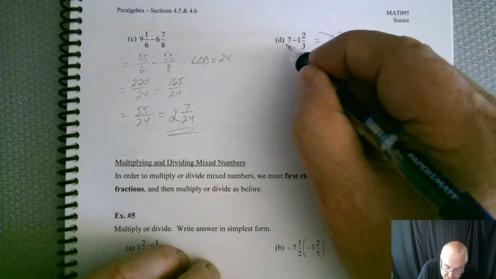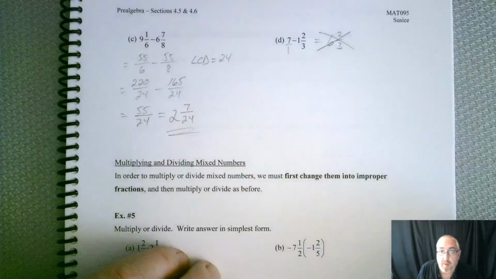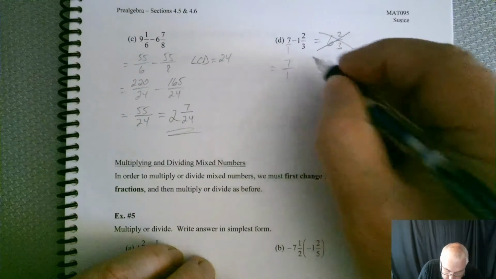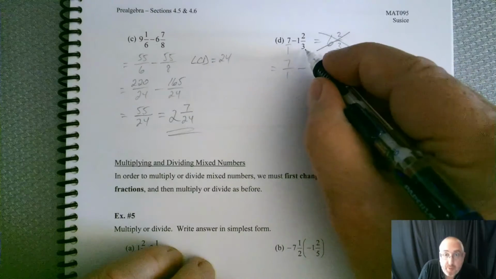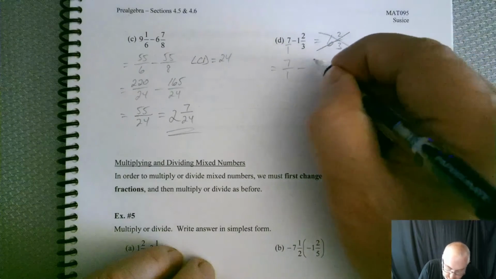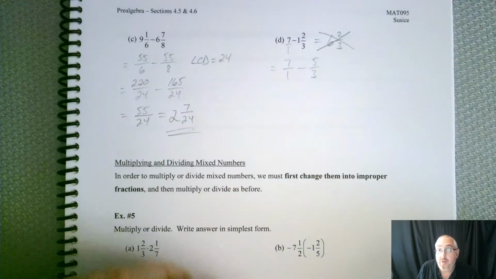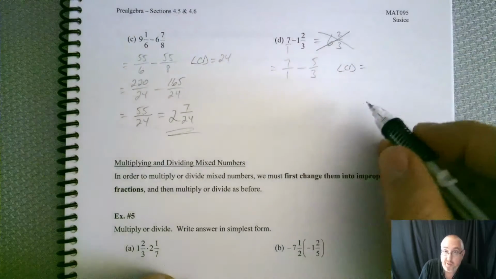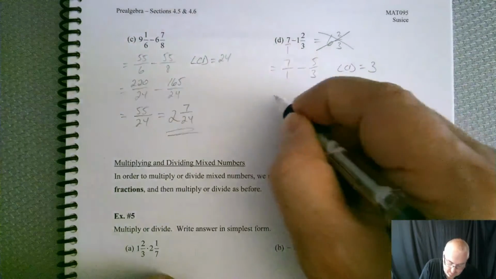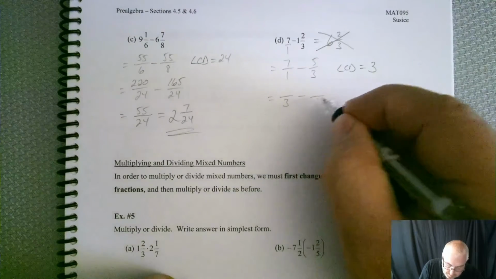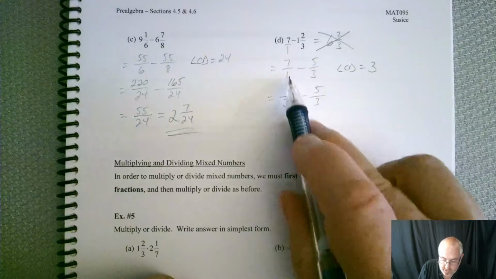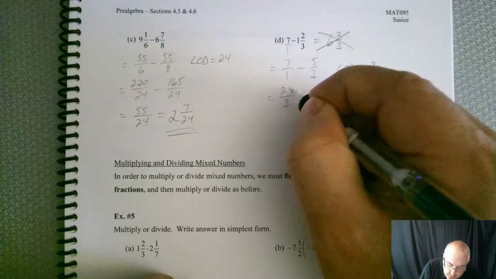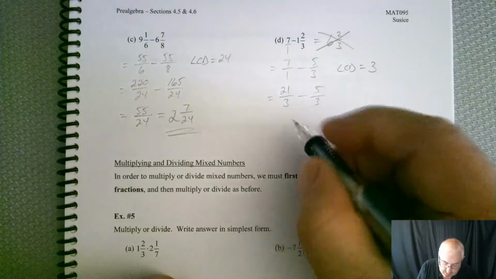So remember, improper fractions, if we have just a whole number, we can just put it over 1. That's improper. So that side's done. The second one, well, 1 times 3 is 3, plus 2 is 5. So we need to get an LCD now. So what's our LCD between 1 and 3? Well, it's got to be 3. So we're changing the bottom into a 3, which means the top would have to change to 21 is correct. And now we can subtract the tops.